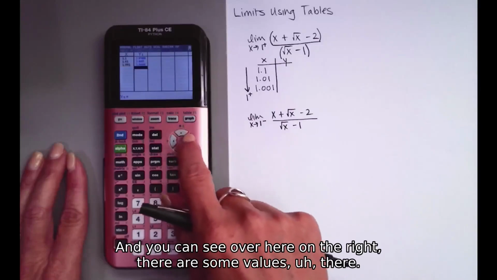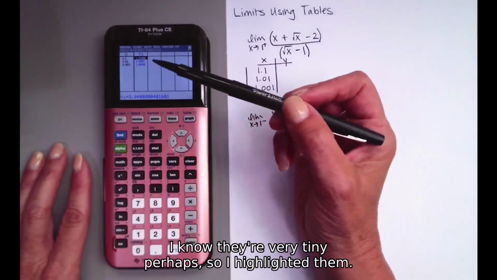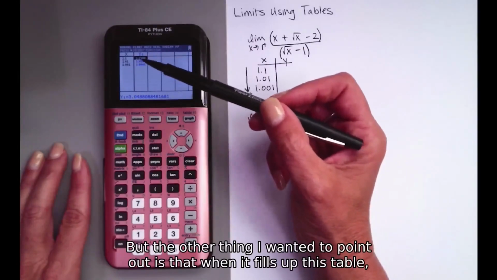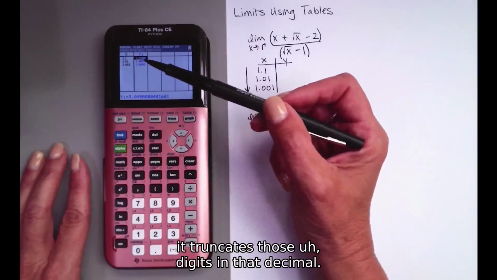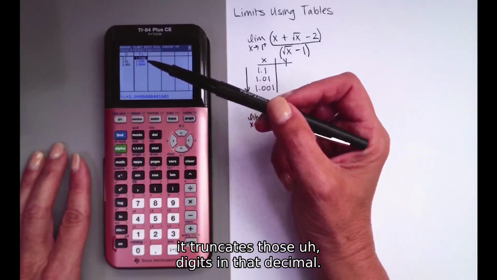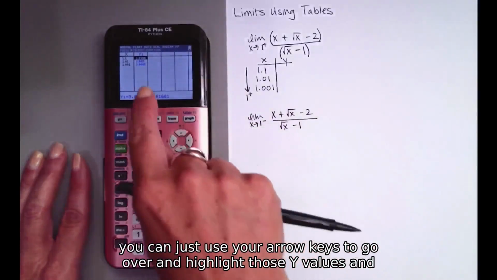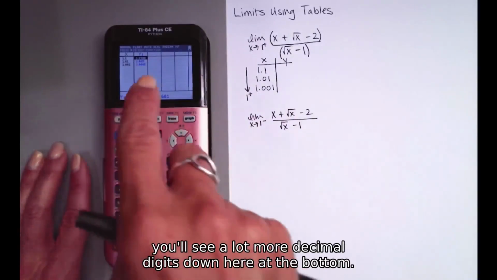And you can see over here on the right, there are some values. I know they're very tiny, perhaps, so I highlighted them so you can see a little bit better here. But the other thing I wanted to point out is that when it fills up this table, it truncates those digits in that decimal. So if you want to see more, you can just use your arrow keys to go over and highlight those y values, and you'll see a lot more decimal digits down here at the bottom.